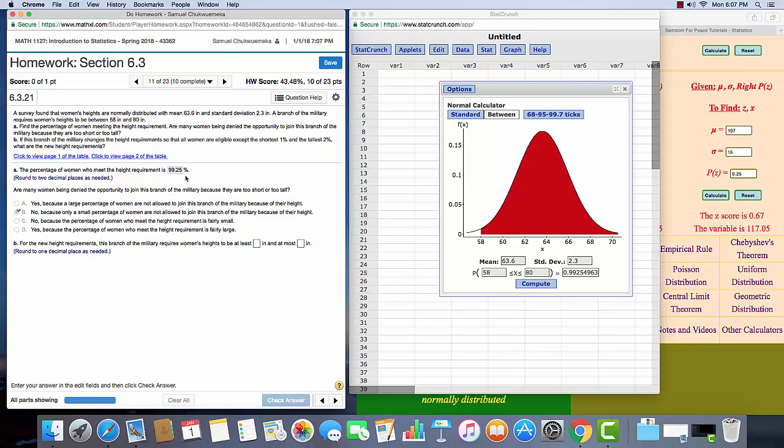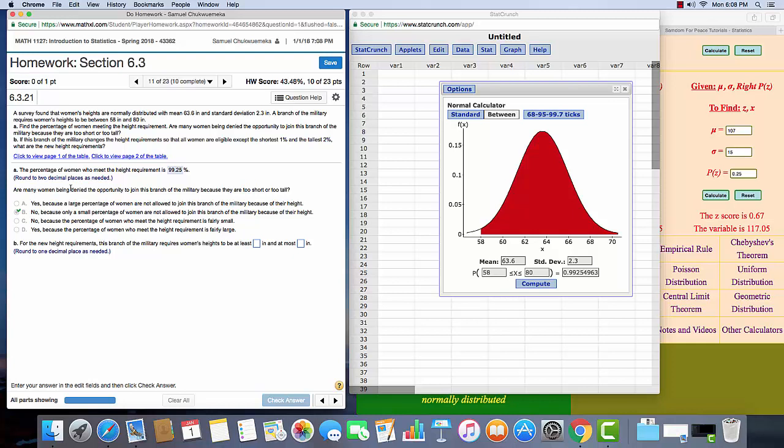For the next part, if this branch of the military changes the height requirements so that all women are eligible except the shortest 1% and the tallest 2%, what are the new height requirements? Okay, so in this case, they are not asking us for the probability or the percentage or the area. They are asking us for the score. The height is the score, the variable in this case. They are asking us for the value of the variable.